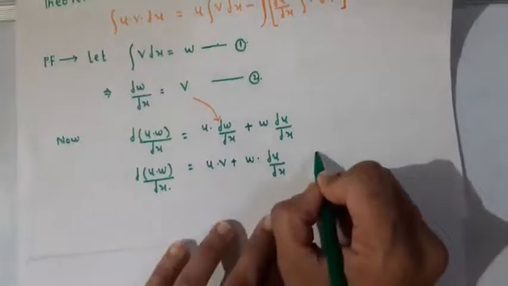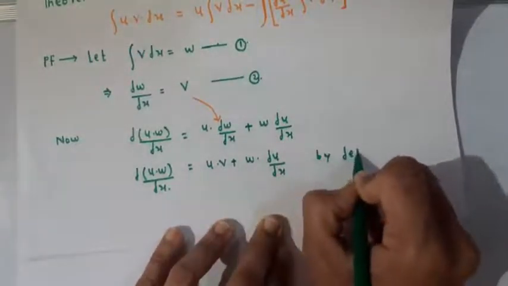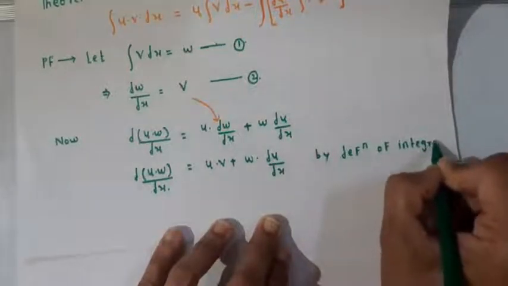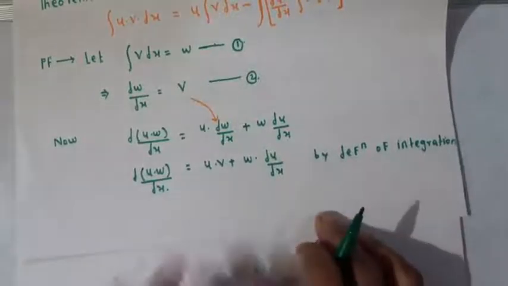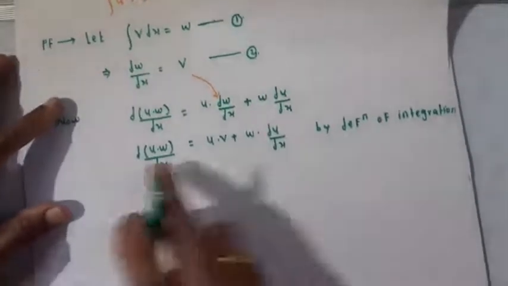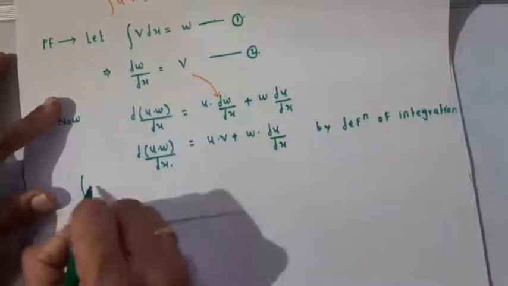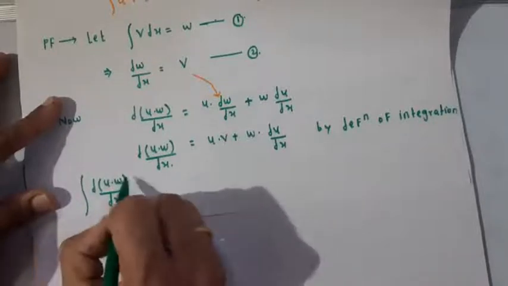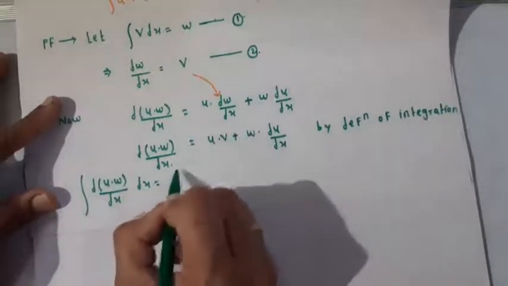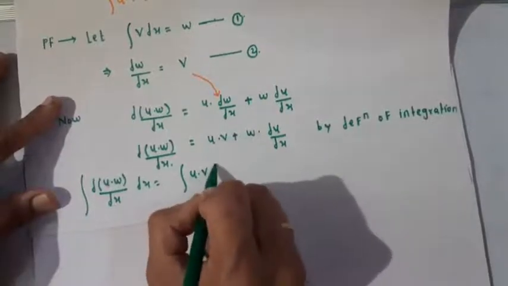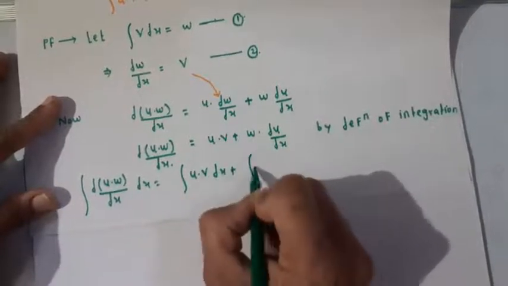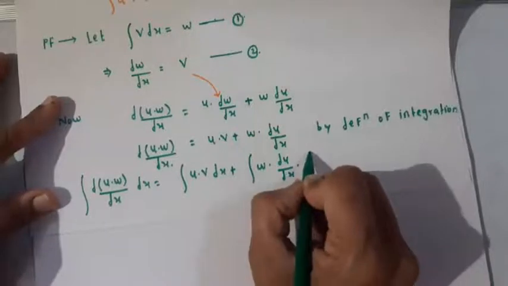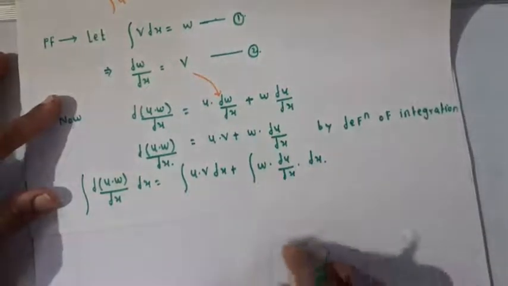Okay students, now taking integration on both sides, or by the definition of integration, the integration of the differentiation of u into w with respect to x equals the integration of u into v with respect to x plus the integration of w du by dx with respect to x. Apply the definition of integration.